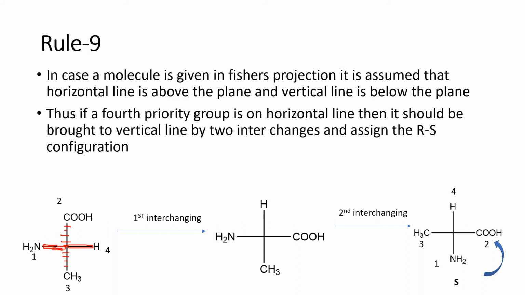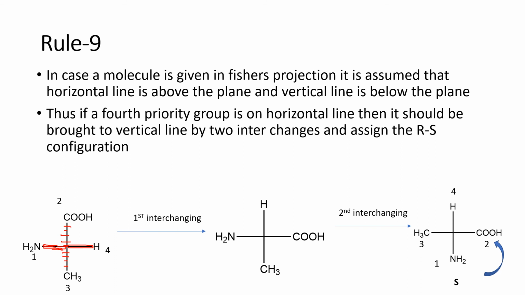So this is rule number 9. Here we end the rules to give the RS configuration. Of all the rules, only 3 are the main rules. First, you should give the priority order. Second, the fourth priority group should be on the back side. Third, if it is rotating in the clockwise direction, give R. If it is rotating in the anti-clockwise direction, give S. Those are the 3 main rules.